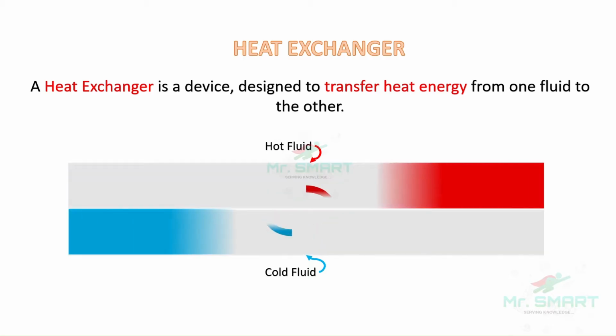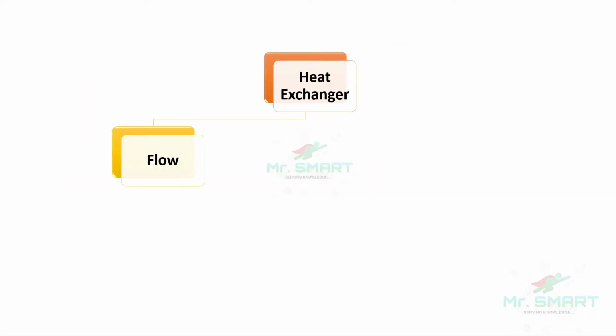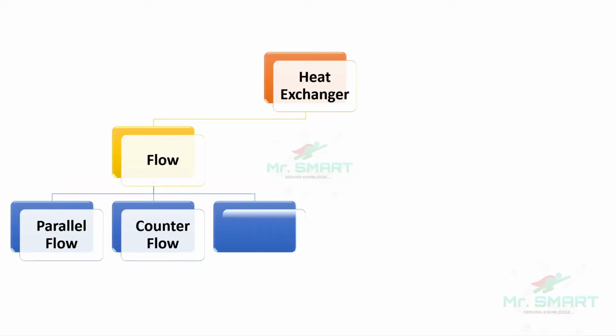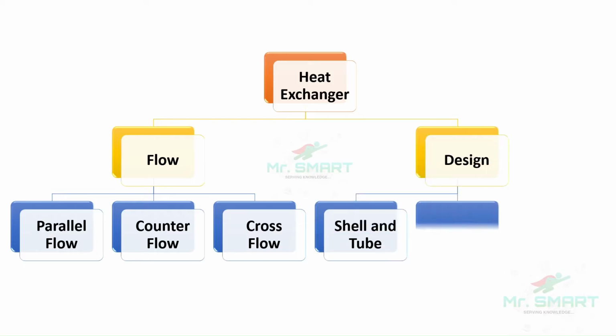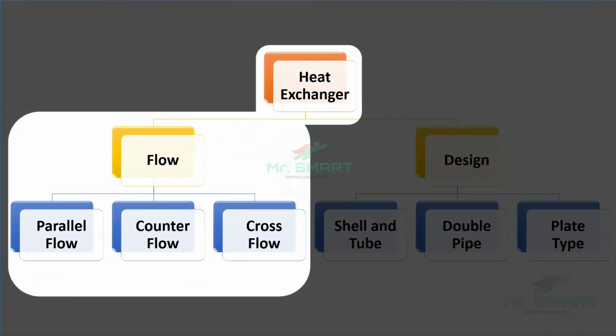Based on wide application and flexibility in design, a heat exchanger can be classified into many categories depending on many factors. In this video, we will have a look at the most common types of heat exchangers that are used in industries. Based on the type of flow, the heat exchangers are classified into parallel flow heat exchanger, counter-flow heat exchanger, and a cross-flow heat exchanger.